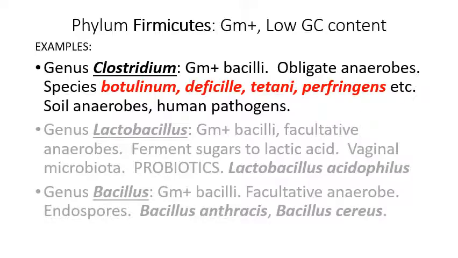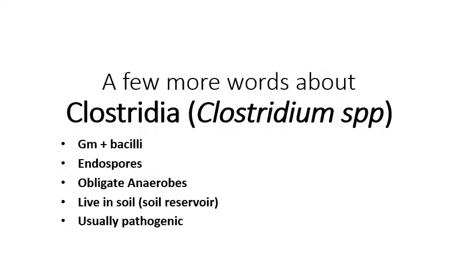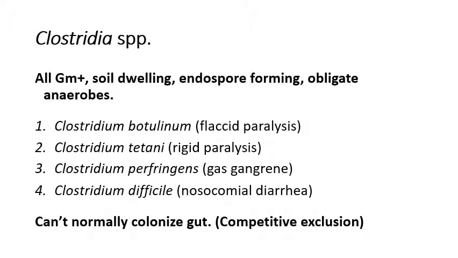Okay, so Clostridium. A few words about the various Clostridium species. They are gram-positive bacteria with a low GC content. They all produce endospores. They are all obligate anaerobes, more or less. They're damaged by oxygen to a certain extent. They live in the soil, so we have a soil reservoir for these, and they are usually pathogenic to humans.